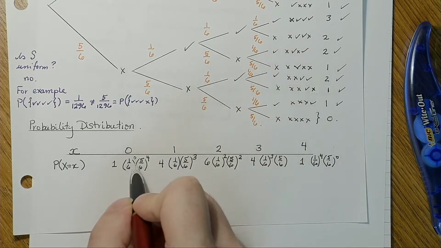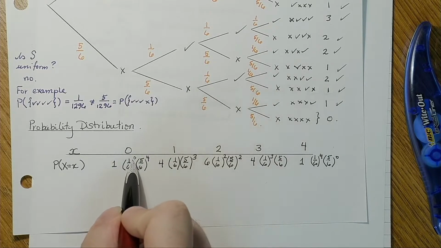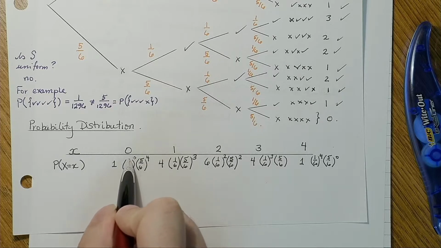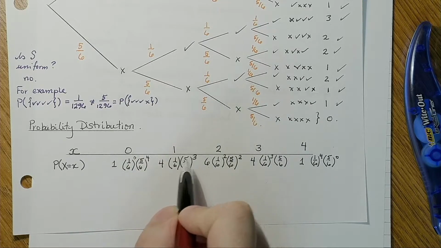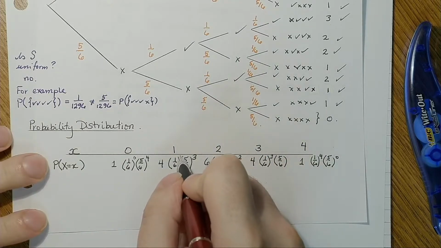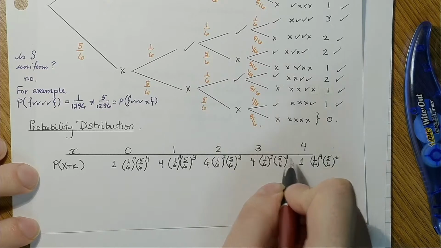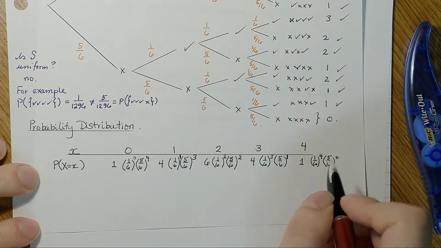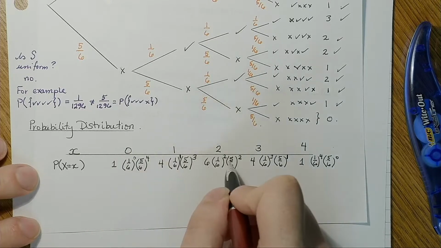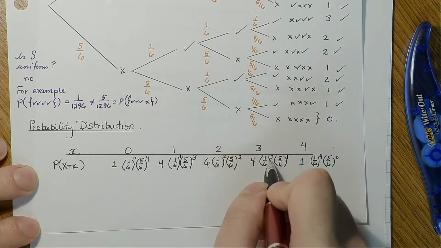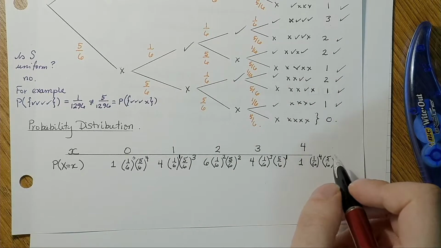But notice that in each of these cases, we have 0 and 4, 1 and 3, 2 and 2, 3 and 1, 4 and 0. If you add these up, 0 and 4 is 4, 1 and 3 is 4, 2 and 2 is 4, 3 and 1 is 4, 4 and 0 is 4.